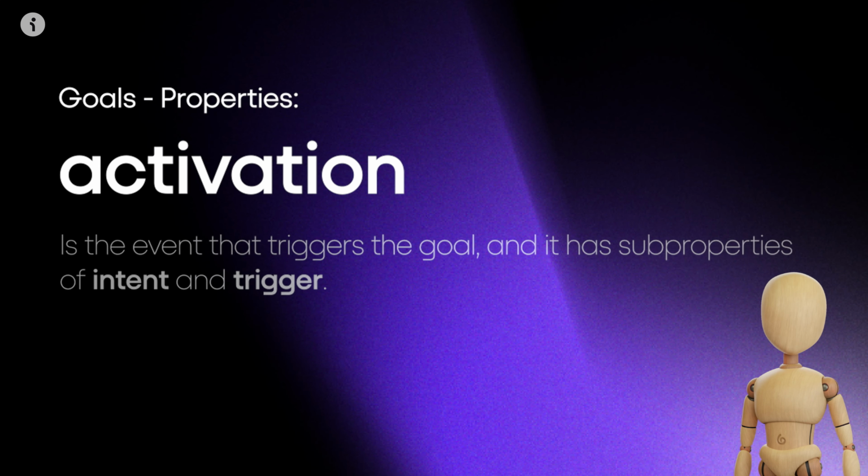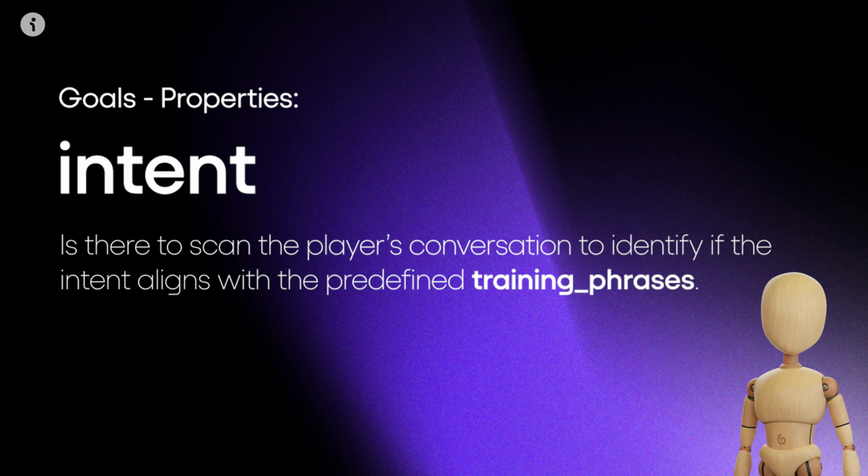The next one that we have are activations. The activation property is the event that triggers the goal. It has subproperties of intent and trigger. You don't need to have both of them, but you at least need to have one of them. The intent is there to scan the player's conversation to identify if the intent aligns with the predefined training phrases.